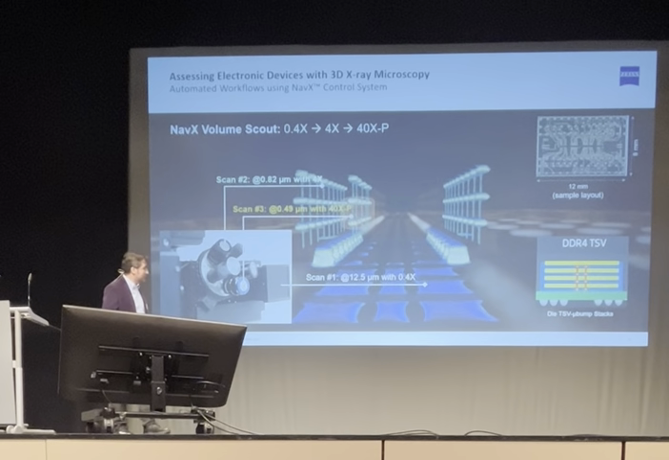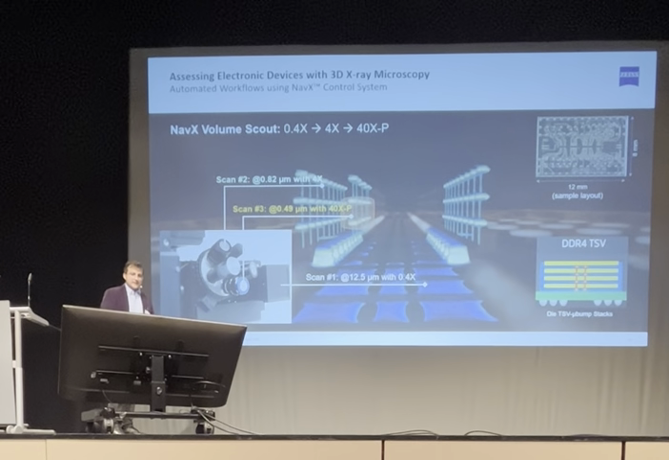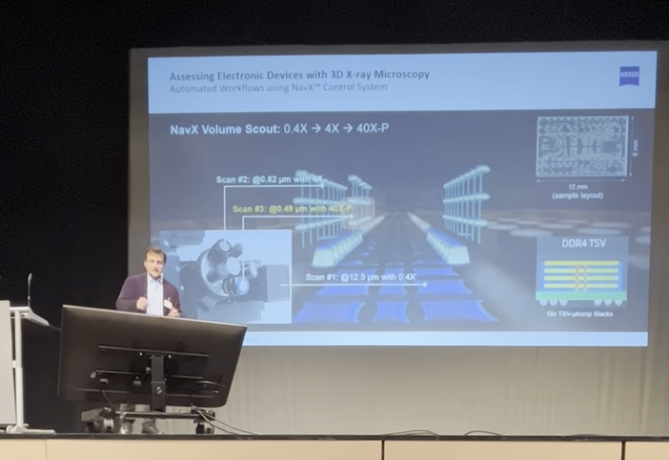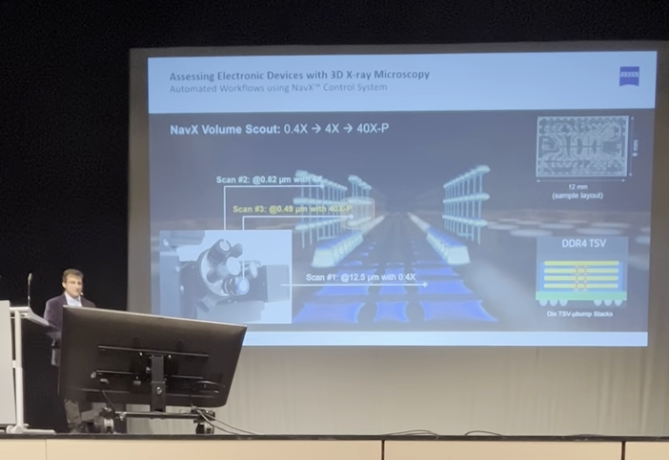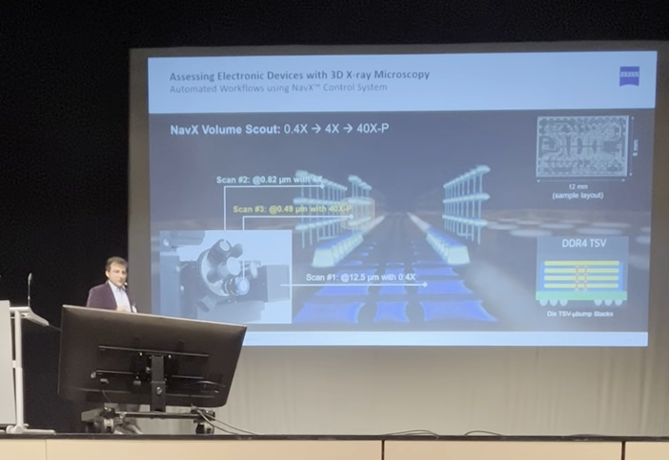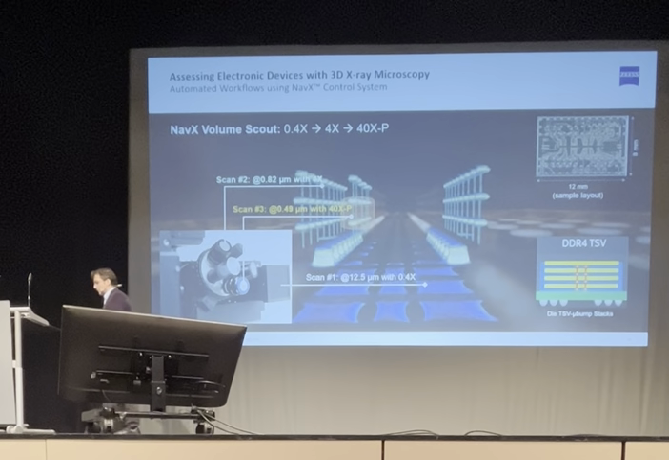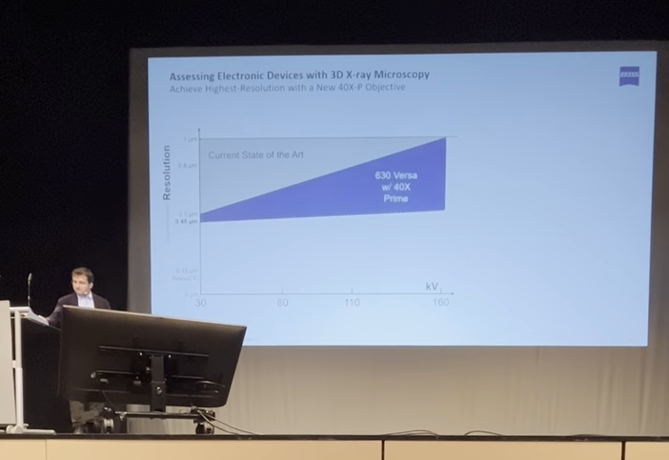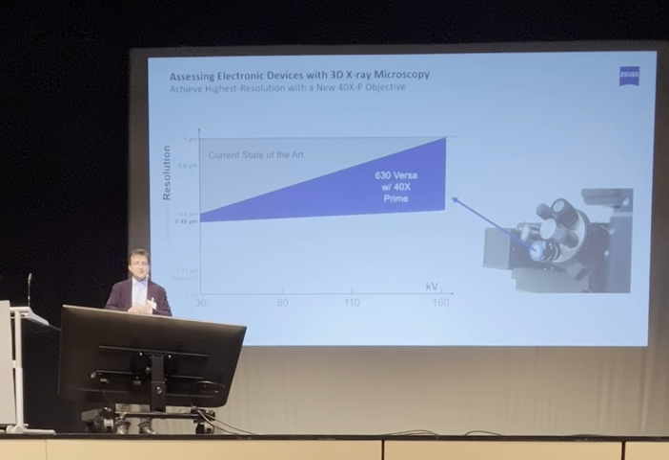We can collect a large field of view and then go with the 0.4x lens next to the 4x lens for high magnification, and all the way down to 40x to get a resolution in the order of 500 nanometers. And I'm speaking here of not only voxel size but spatial resolution, with a new detector which we recently created that is going to change the way users typically do the scans.